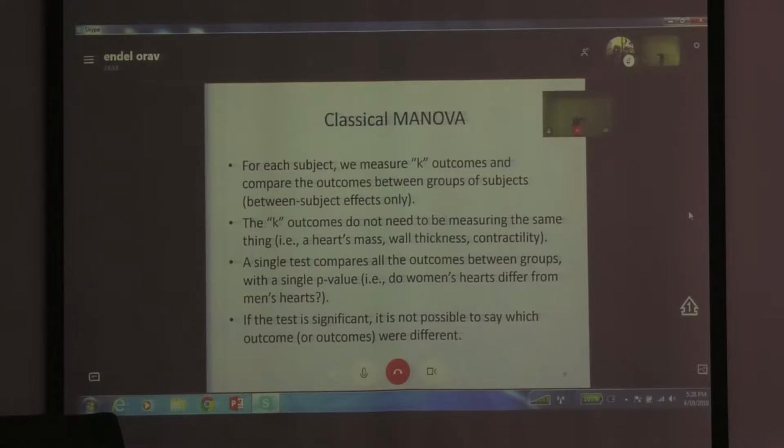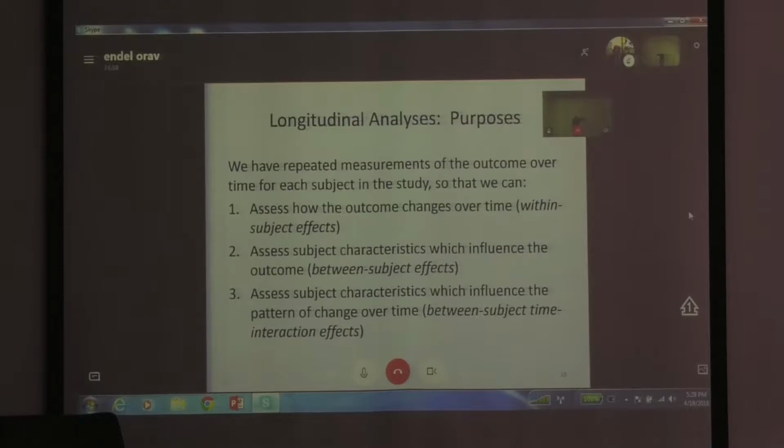And finally, where we're going to spend the rest of the lecture today as well as next week, longitudinal analysis. So I'll interrupt myself briefly to give you a chance to ask questions.